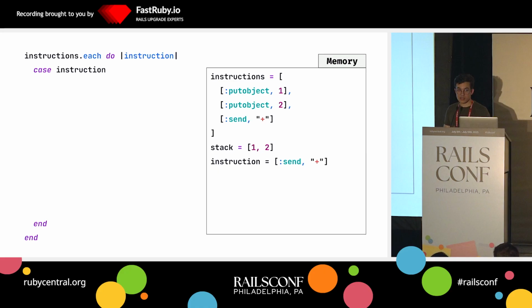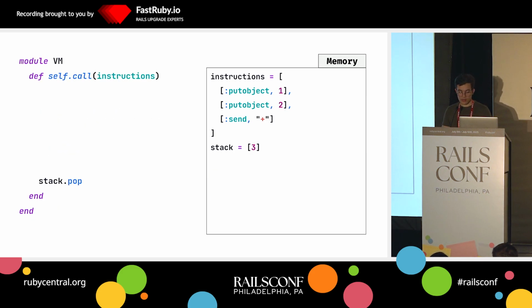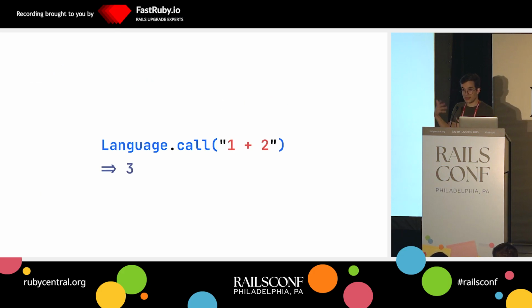Third and last instruction is the send instruction. So we check its branch, it's the send branch. We get the operator. We pop a value from the stack. So we get the number 2 on the variable right. We pop a second value from the stack. That's the left side. And we calculate the result using the send method. And we got 3 back. And we push 3 back onto the stack. So the stack now contains the number 3. And like I said before, we pop the last value from the stack as the last step. And if you do that, it will pop 3, and our language still returns 3.